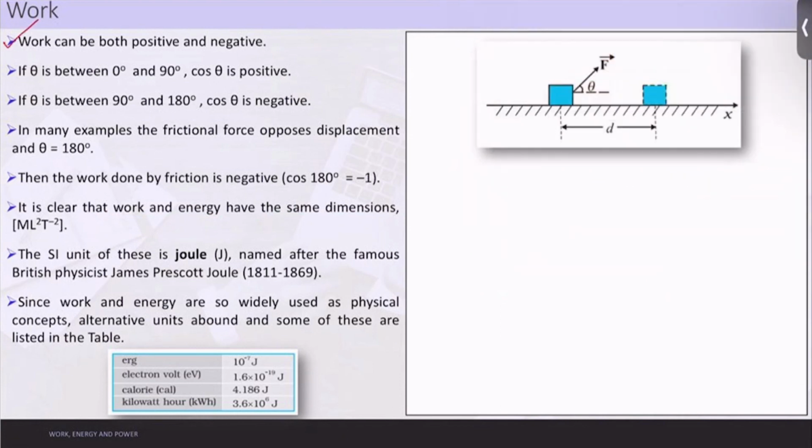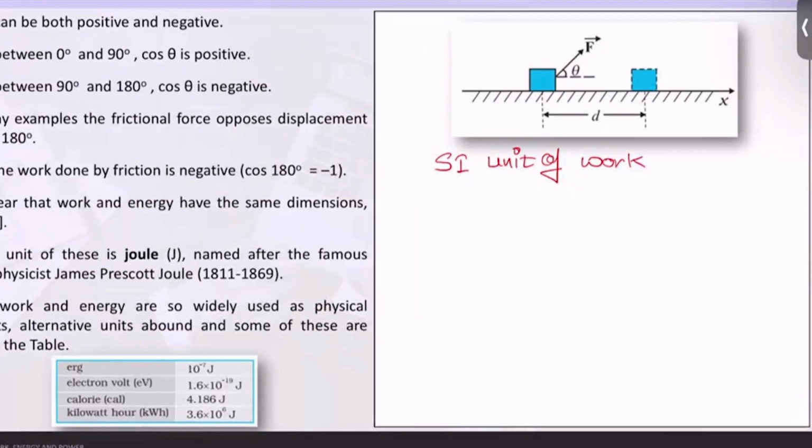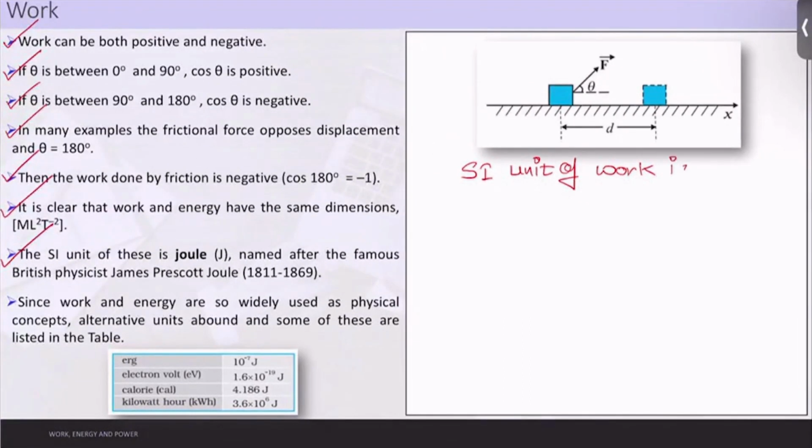So moving forward, the SI unit of this is joules. Okay, so please remember this. What is the SI unit of work? The SI unit of work is joules. So Joule was basically a prominent scientist after whom the SI unit of work is named. Okay, so the SI unit of work is joules. Joules is written as J. Okay, so the SI unit of this is joules, named after the famous British physicist James Prescott Joule. Okay, fine.